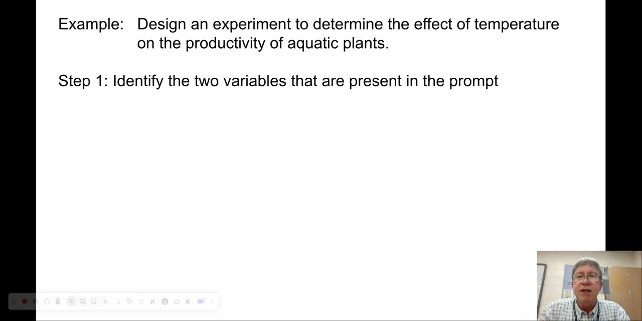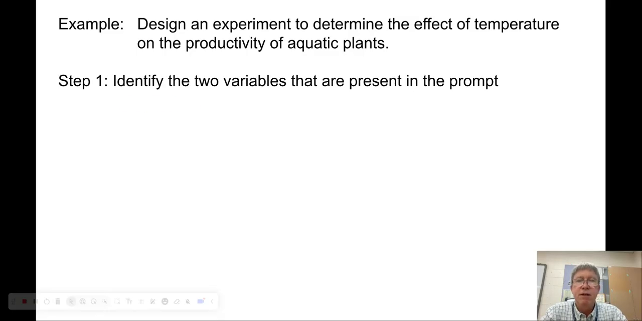All right, so let's just take a look at an example, okay? So let's just say I said, I want you to design an experiment to determine the effect of temperature on the productivity of aquatic plants. So the first step you're going to do is you're going to identify the two variables present in the prompt. Well, when I read this, I see design experiment to determine the effect. Okay, temperature is something that I could measure or change, okay? And productivity is something that could be measured and could change. So those are my two variables, okay? So I know I have two variables here. I know that I have, how do I do this here?